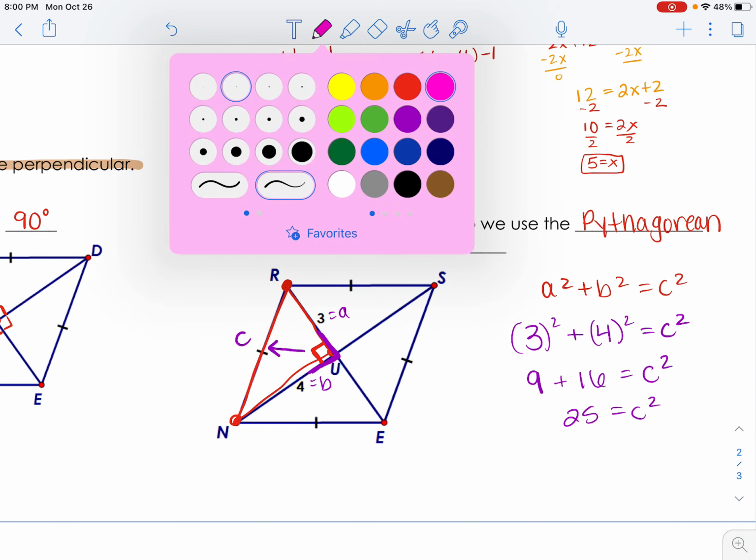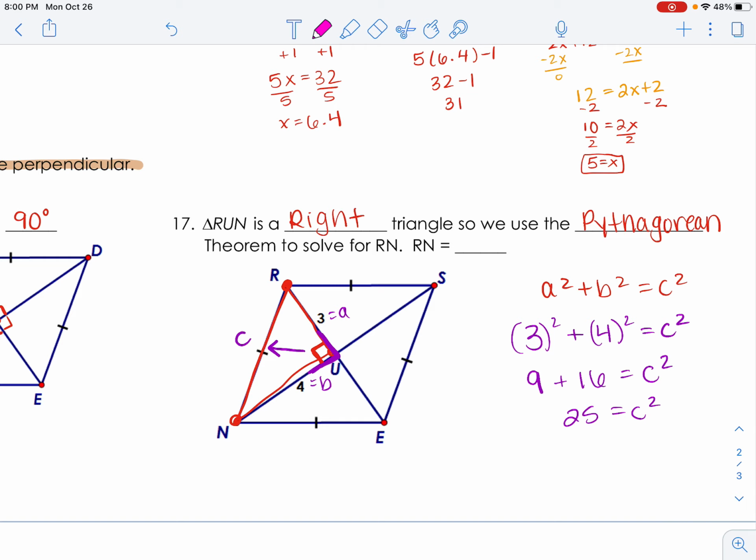Now, how do I get rid of the squared? What is the inverse of raising something to the second power? The inverse would be to square root. So when I square root 25, I get 5. When I square root c squared, we're left with c. So we found that c equals 5. And we know RN was what we had labeled as c, so RN equals 5.